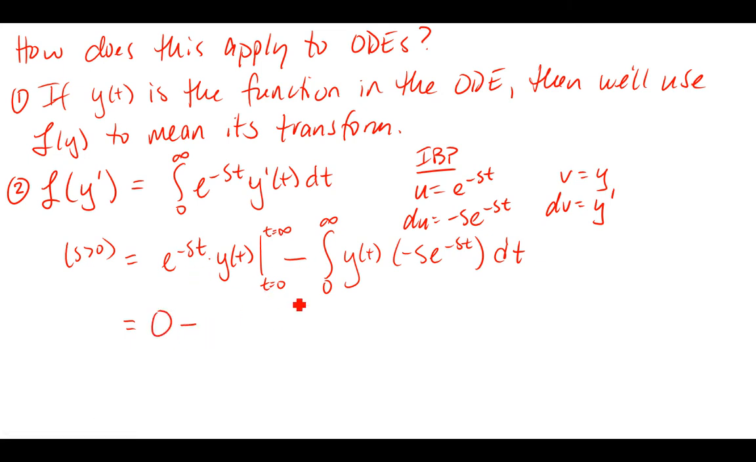And then minus, what do I get when I plug in 0? Well, that would make the exponent 0. So, of course, that's 1. And then I would just have y of 0. Okay, so that piece is done.